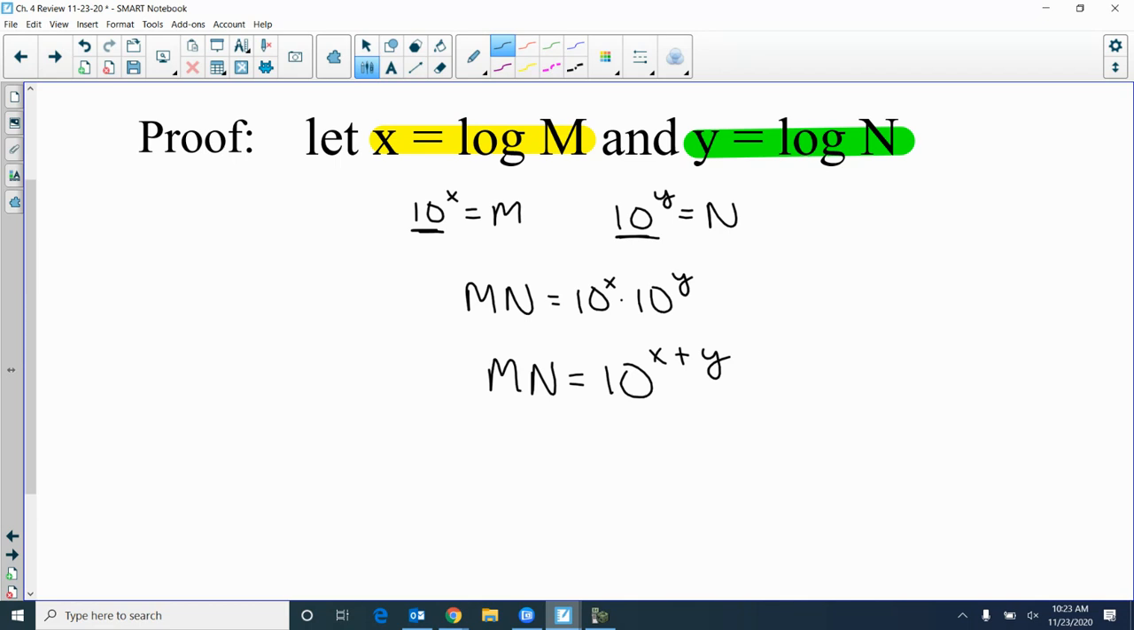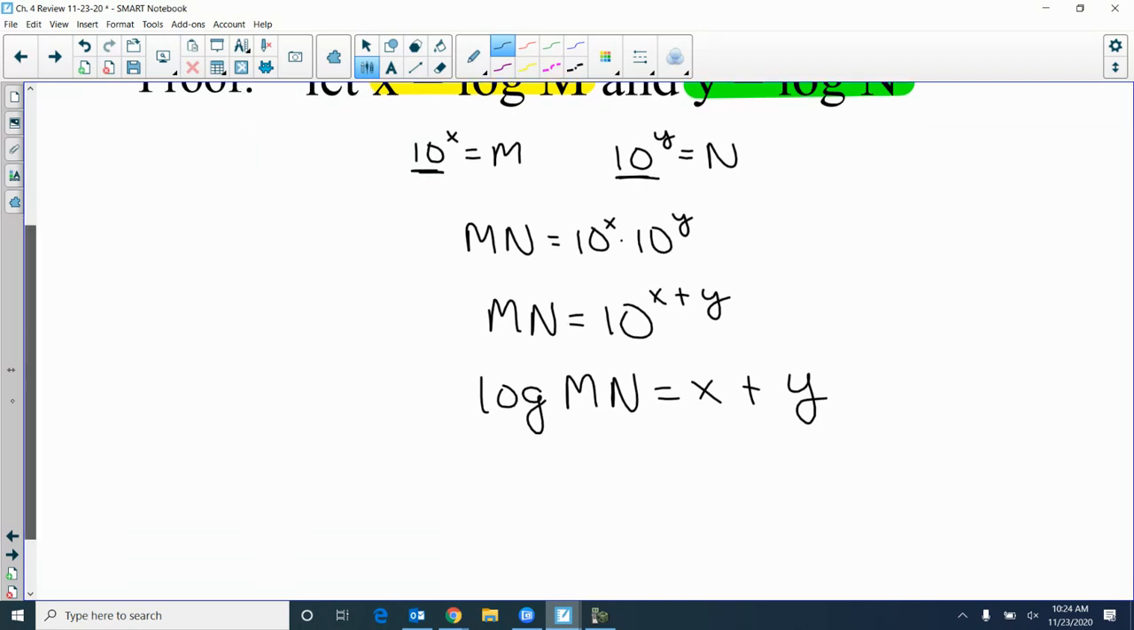All right, now, that was kind of the key step. Convert back to log form. All right, so think about what that would look like. There are 6 steps. There are 6 points to this work. You got to have every step. No, Josh, you can't just go from the first to the last and say, obviously, it's true. And so this is log of mn equals x plus y. Now, x equals log of m, y equals log of n, so we can replace.